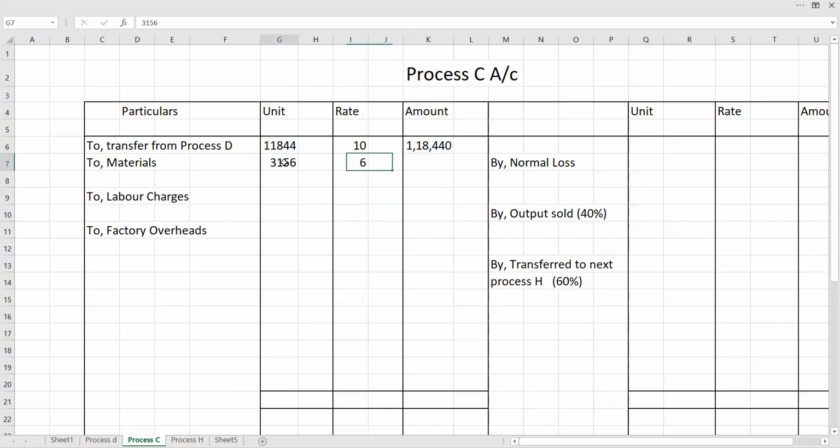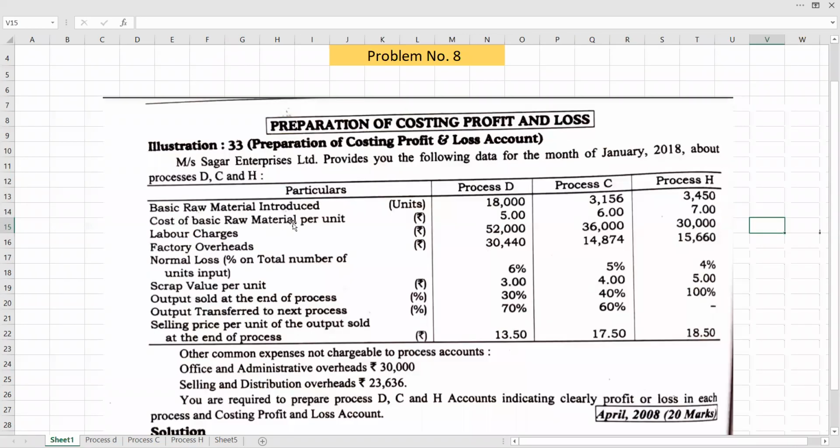How to calculate the amount? So units into rate, you can get your amount. 3,156 into 6, 18,936. Next is labor charges. Labor charges are 36,000. Then factory overheads 14,874. So let's record this first.